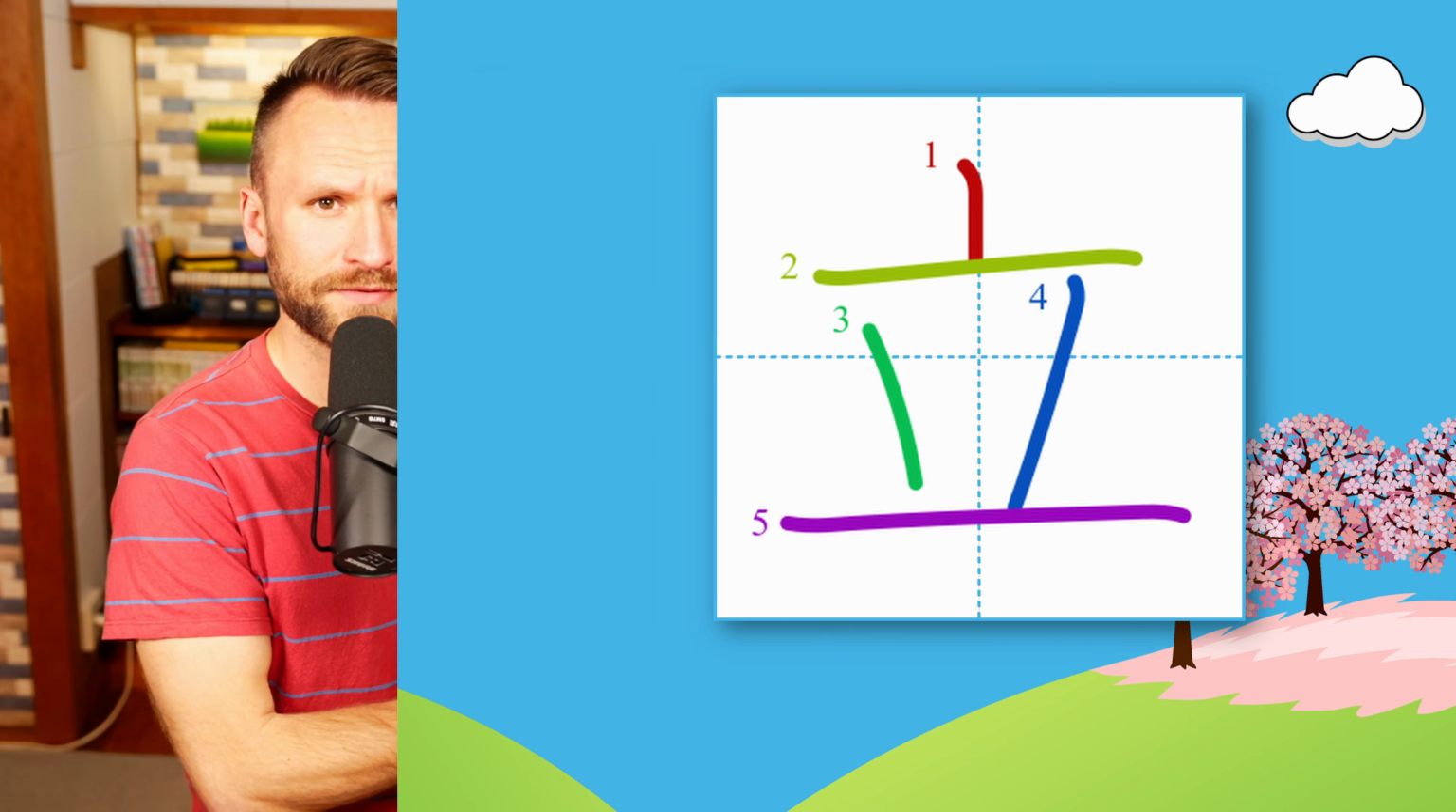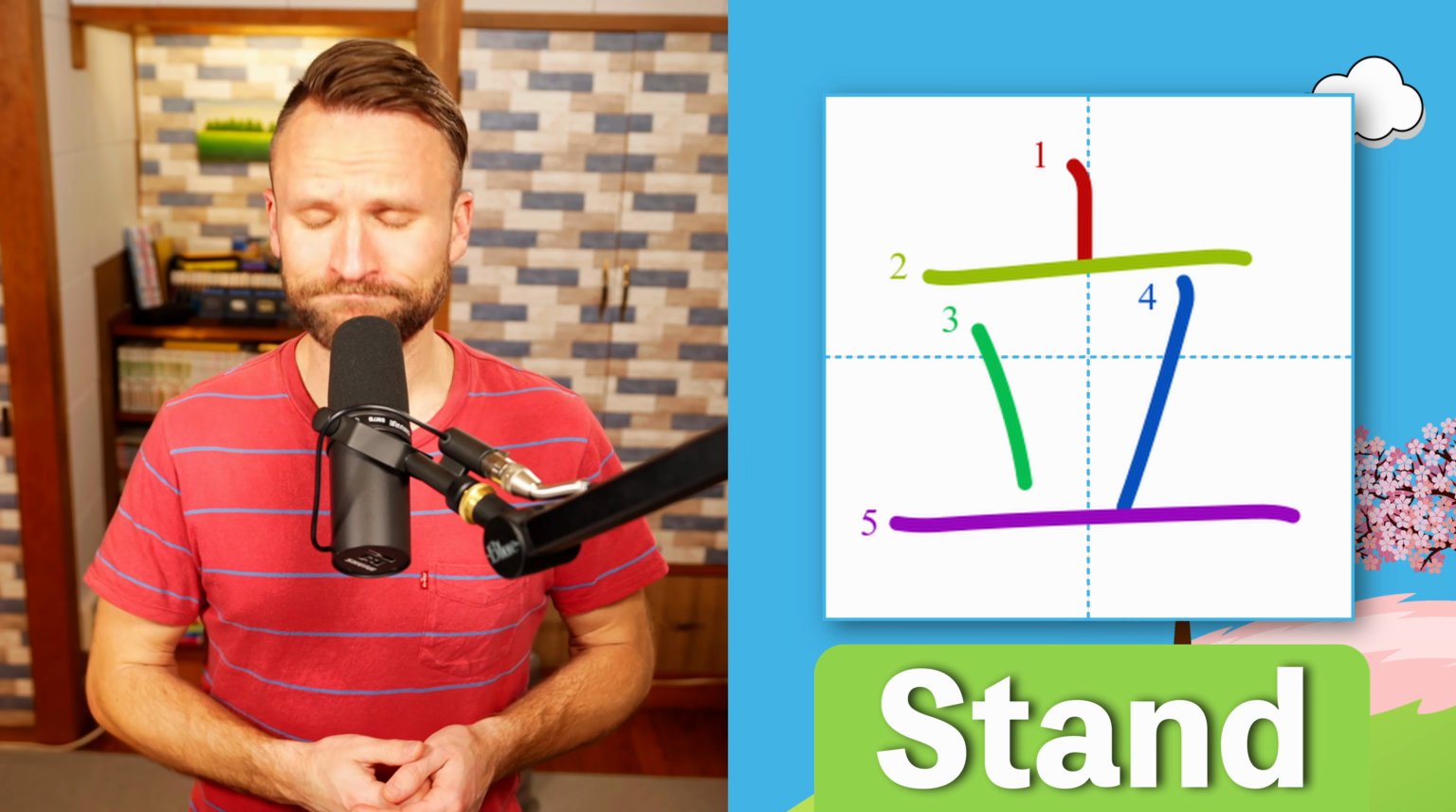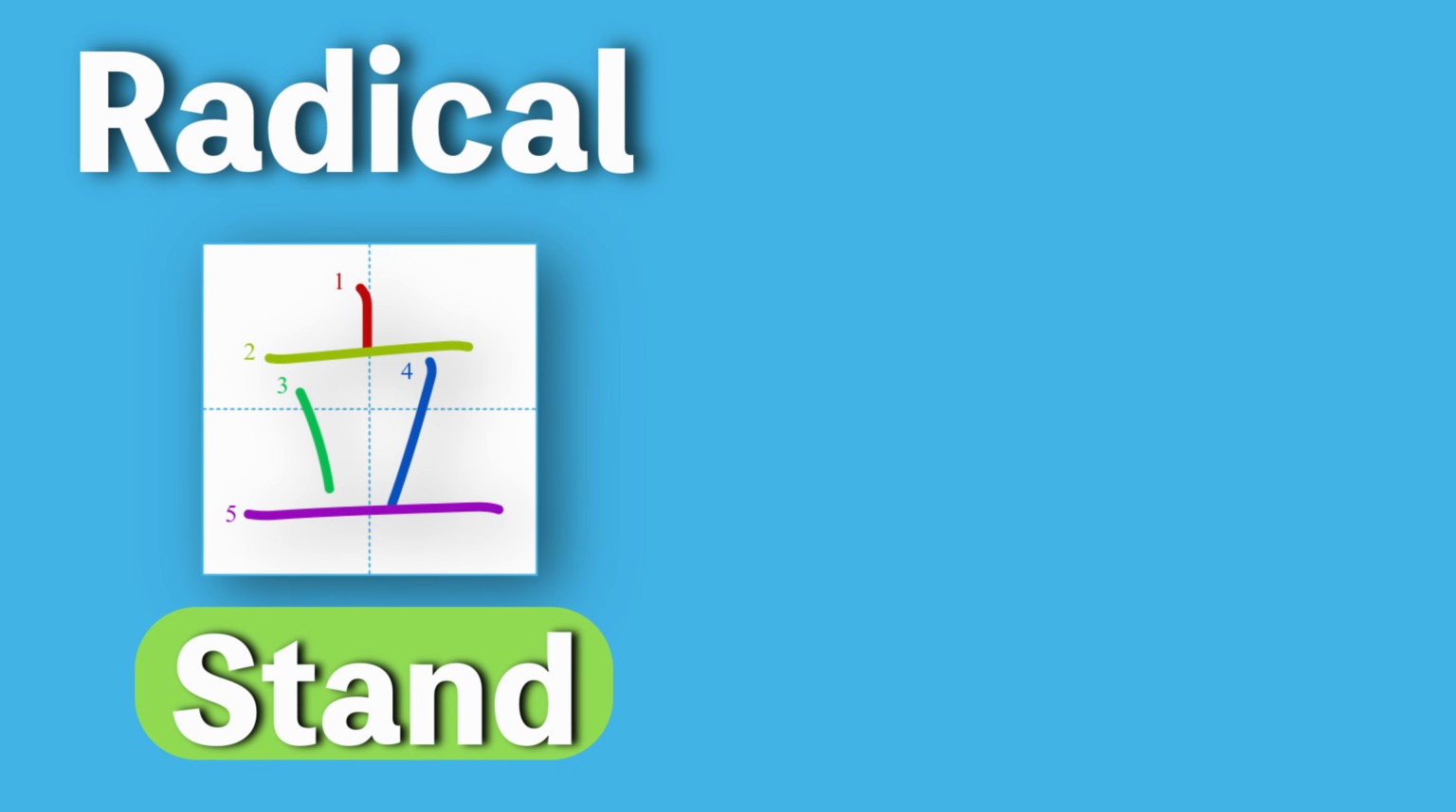Standing over here on my left is a kanji that means stand. Not left because we already covered that. Off to a good start. Let's go. The official radical of stand is itself, stand.